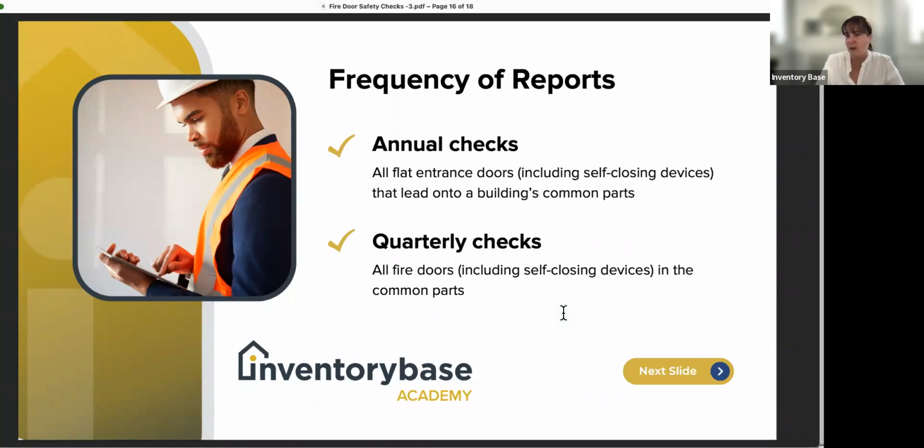And you can use the scheduling tool within Inventory Base to be able to do that, so that as soon as one report is done, the system will automatically schedule the next quarterly check or the next annual check. Or it can remind you that certain properties were not able to be accessed for the annual checks, so that again you do your best endeavour to make sure that they are checked at some point during that annual check period or schedule, depending on what the responsible person has actually arranged with you in regards to your service delivery.